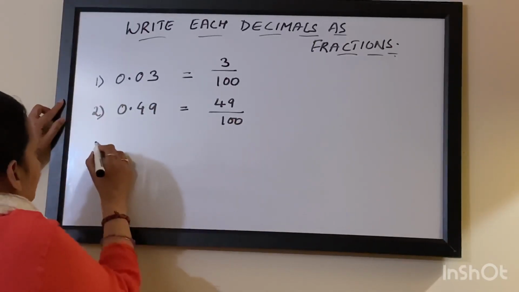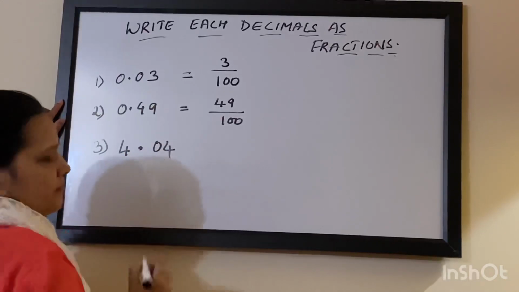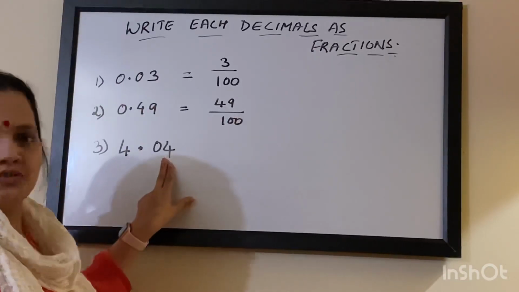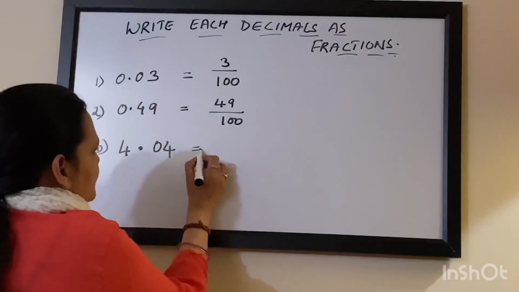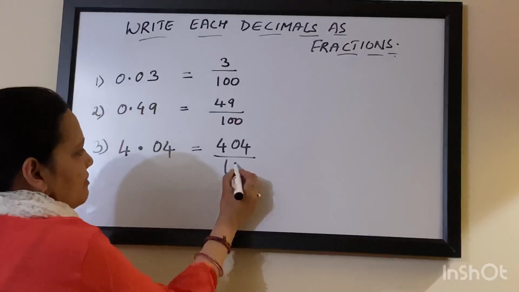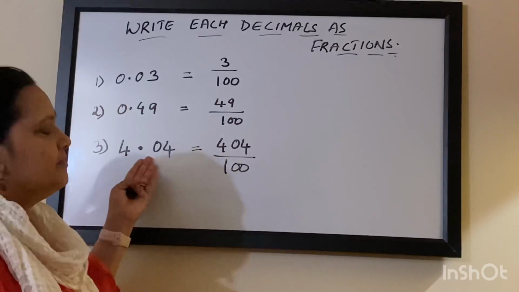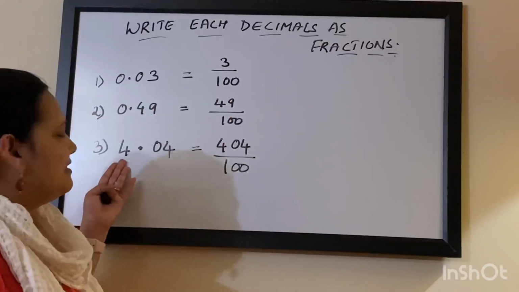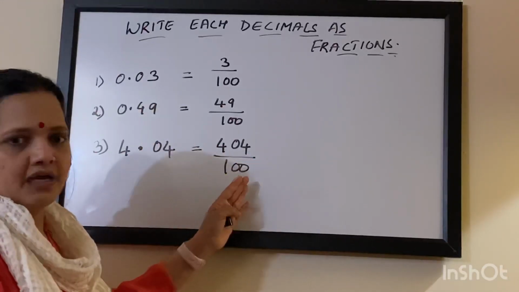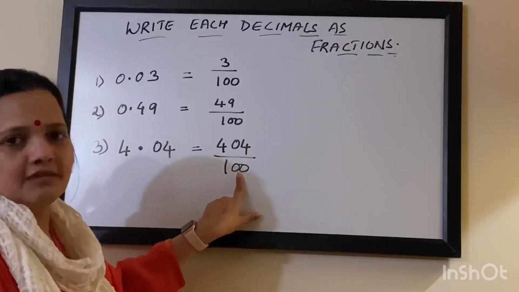Now if we have something like this, maybe 4.04. Okay, now this is 4.04, but here again the decimal places are just 2, isn't it? So what will it be? We just have to write 404 upon, because it is just two decimal places, so it will again be 100. I hope this is clear. So we just have to see how many decimal places there are. Irrespective of whatever number we have before the decimal, we just have to write everything all together, and the number of digits after the decimal, we have to put that many 0s.